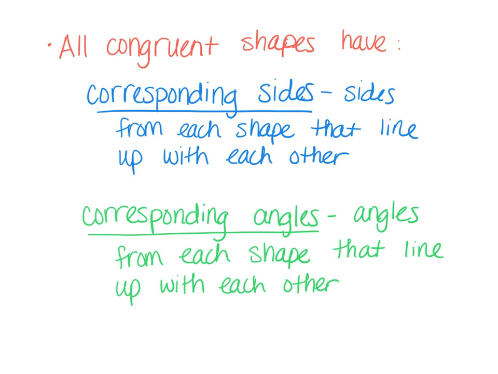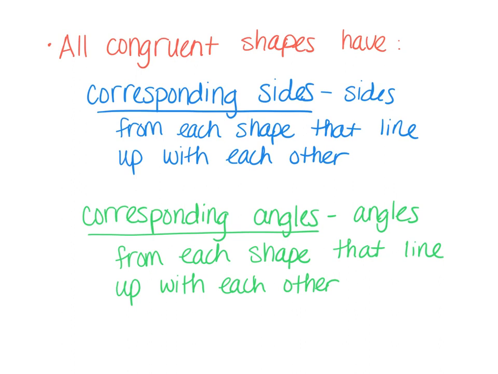So, two things that all congruent shapes have. Make sure you get these written down in your notes. All congruent shapes have corresponding sides. What that means is they have sides from each shape that line up exactly with each other. And then the same thing for the angles. Corresponding angles, they have angles that will match up exactly with each other.